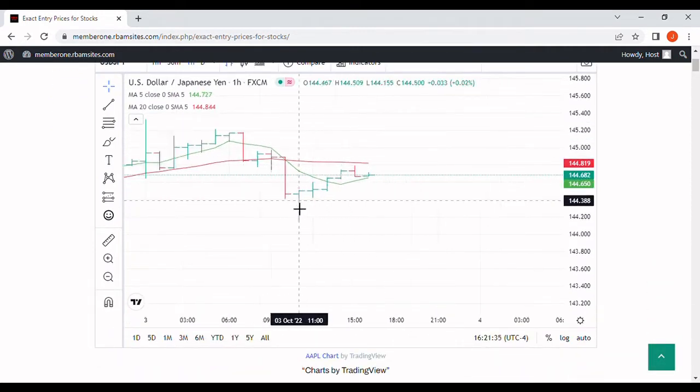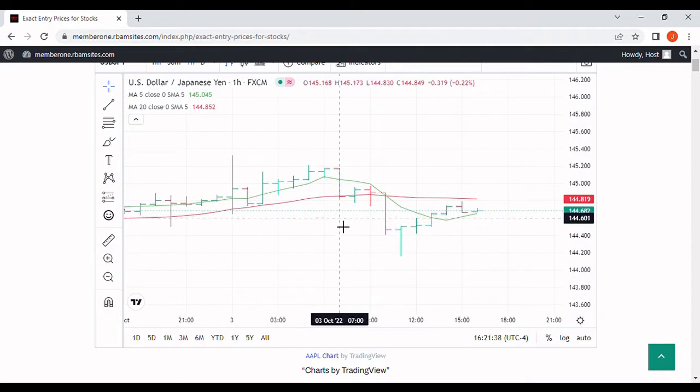We got some moving averages on here, but what we're mainly looking at is the range today. And we can look at this swing. We have a swing range here of a high of 145.17 and a low of 144.15.